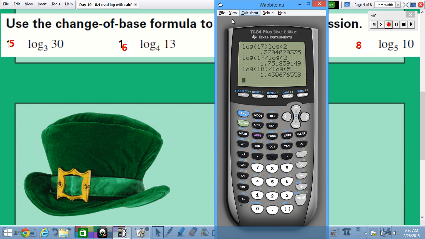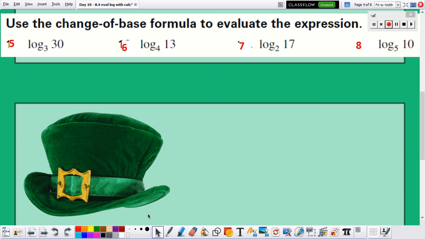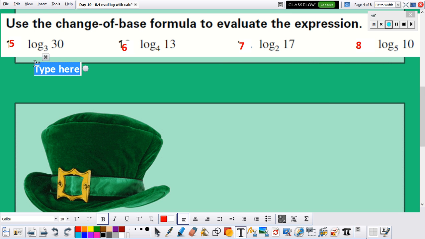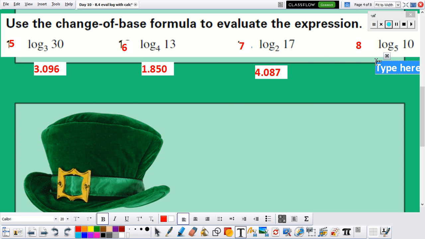All right, so to summarize, for number 5, you should have gotten 3.096. For number 6, you should get 1.850. For number 7, you should get 4.087. And number 8 was 1.431.